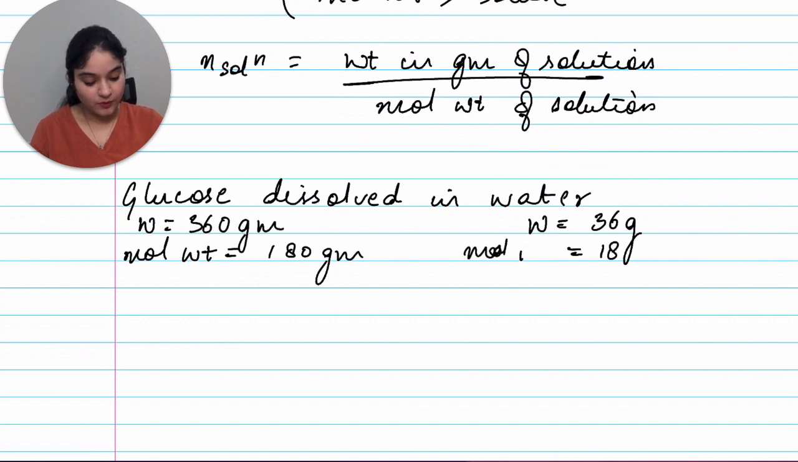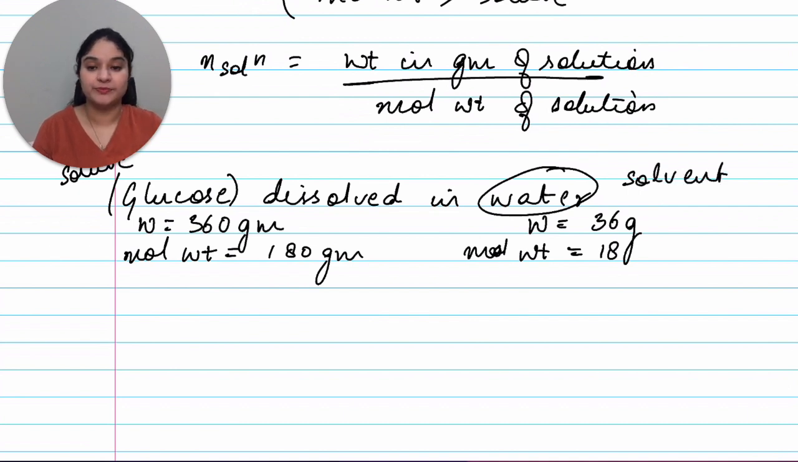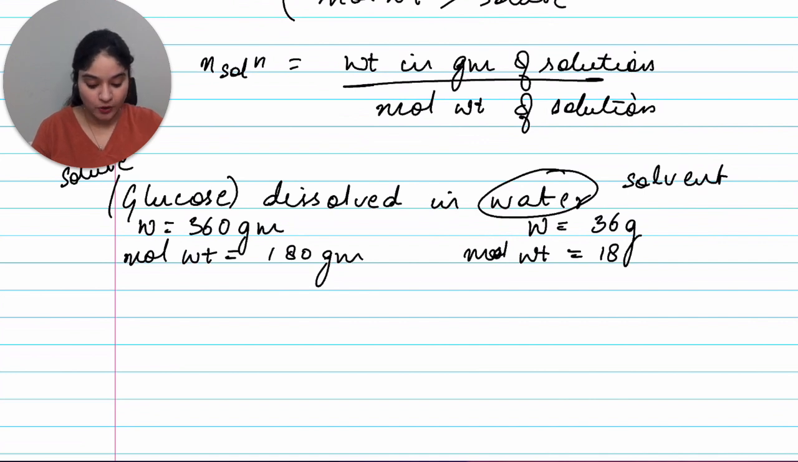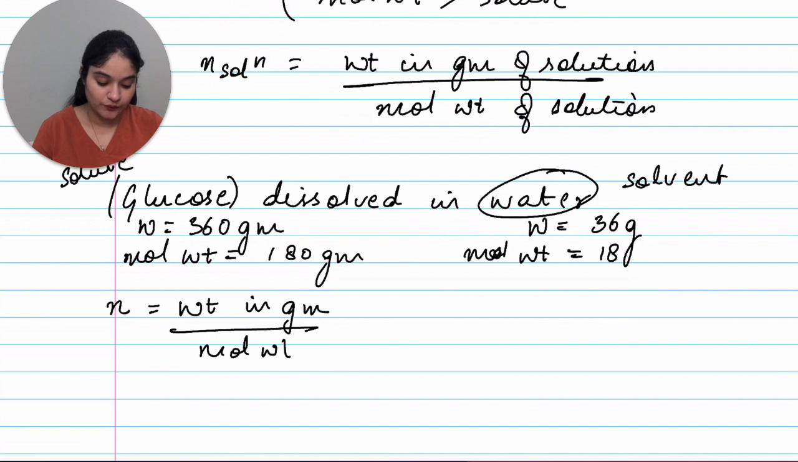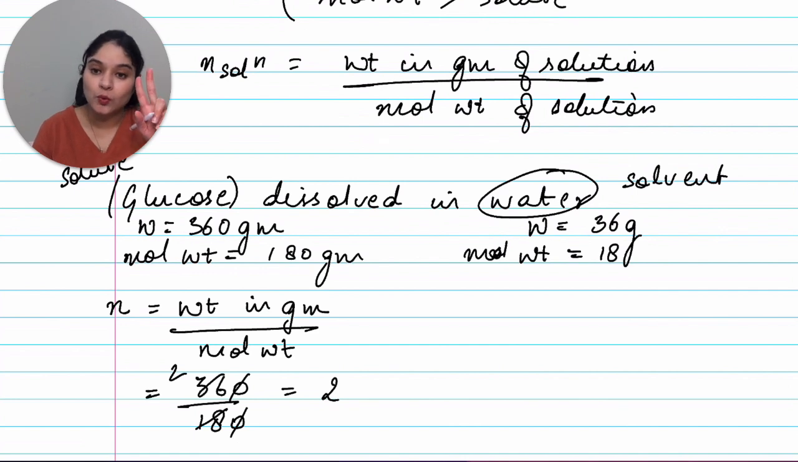Molecular weight, and you have to calculate the number of moles of the solute and the solvent. In this case, glucose is your solute and water is your solvent, combined as a solution. When we are calculating the number of moles for glucose, N equals weight in grams divided by molecular weight. So that will be 360 divided by 180, which will give you 2 moles. So glucose has 2 moles.